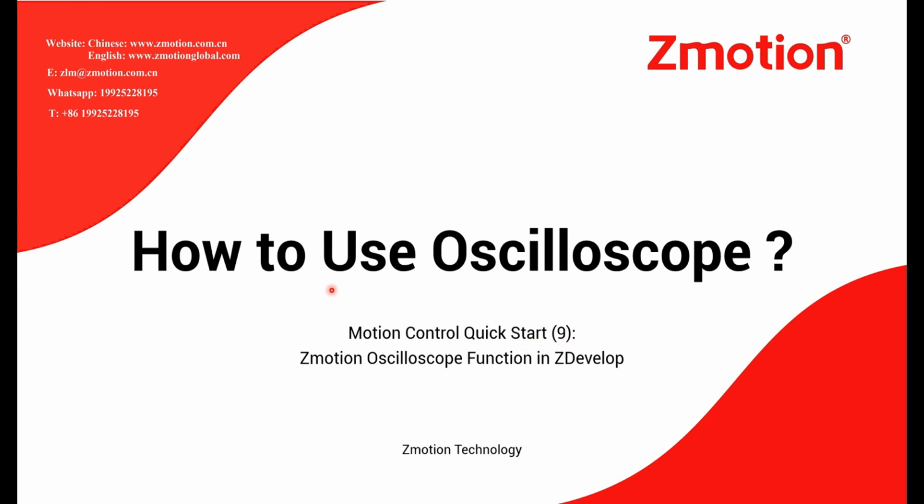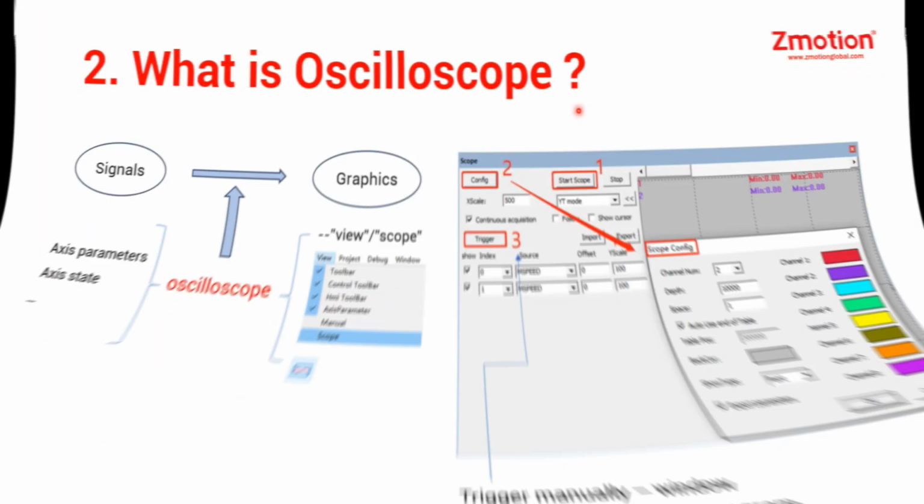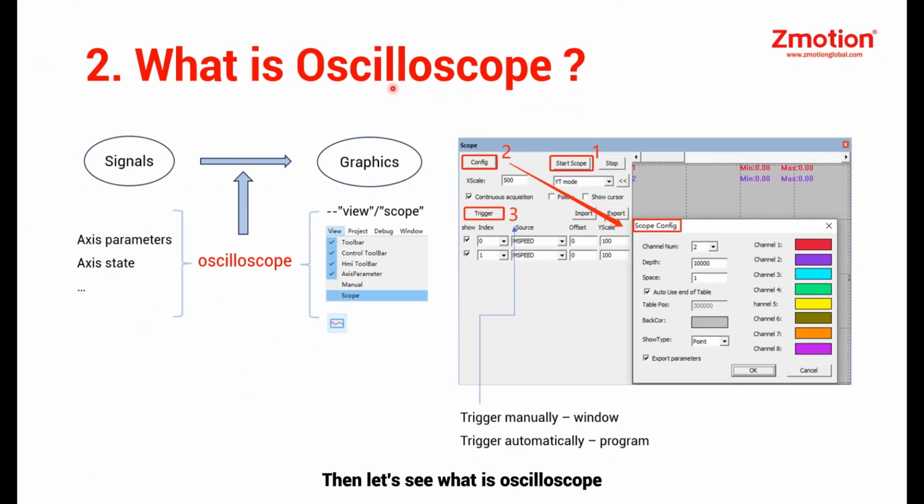How to use the oscilloscope function. As usual, we need to prepare these materials, and please wire them in this way. Here, controller or simulator.